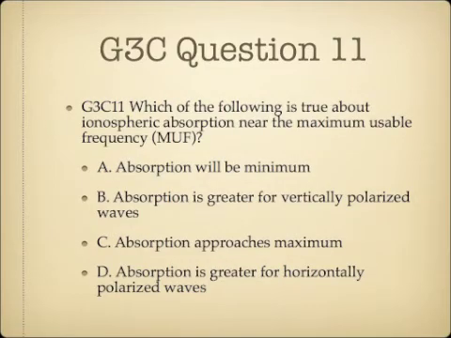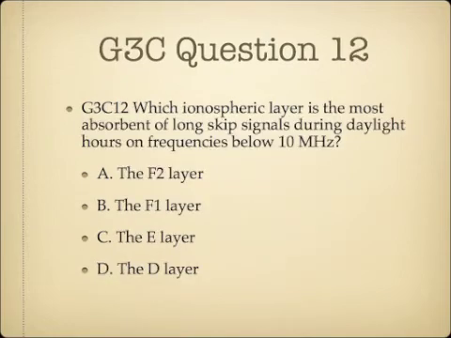Question 11. Which of the following is true about ionospheric absorption near the maximum usable frequency? A, absorption will be minimum, B, absorption is greater for vertical polarized waves, C, absorption approaches maximum, or D, absorption is greater for horizontally polarized waves. Question 12. Which ionospheric layer is most absorbent of long skip signals during daylight hours on frequencies below 10 MHz? A, the F2 layer, B, the F1 layer, C, the E layer, or D, the D layer?